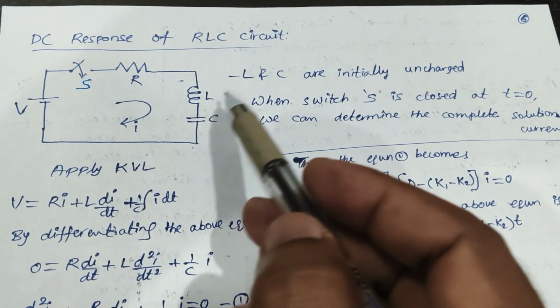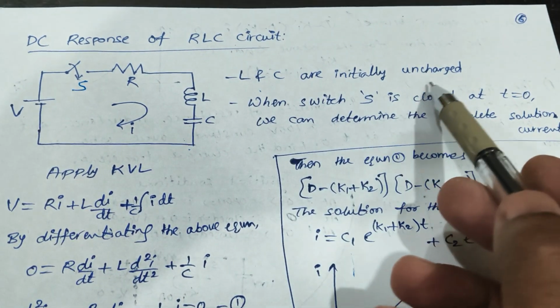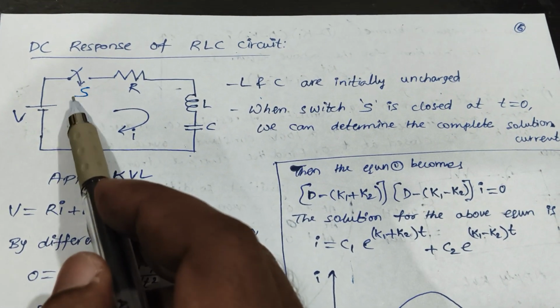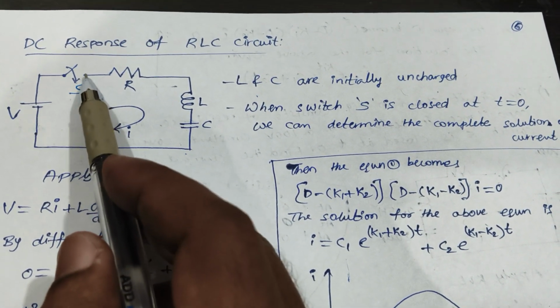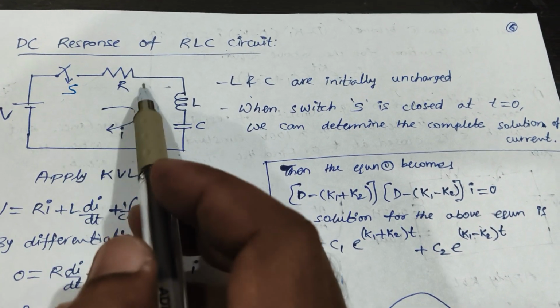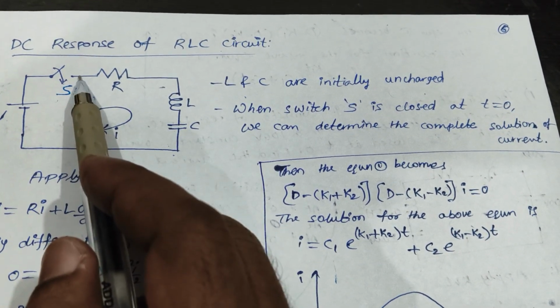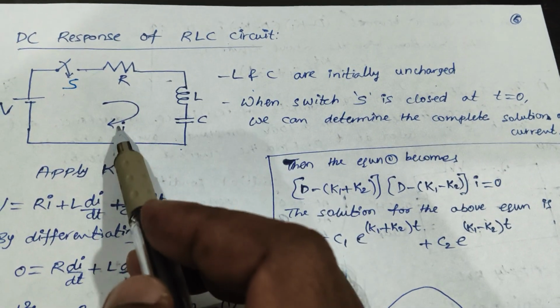Initially, we are assuming that the inductor and capacitor are initially uncharged. And when the switch S is closed at t equal to 0, we can determine the complete solution of this current. If the switch is closed, it will become a short circuit, then we can determine the complete current solution.